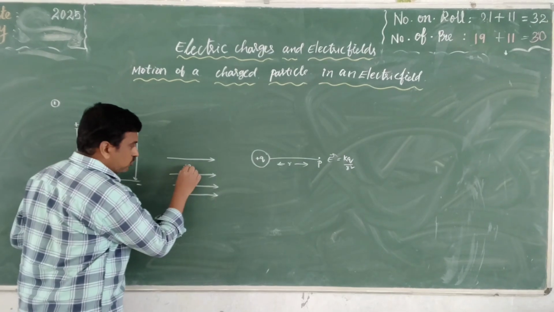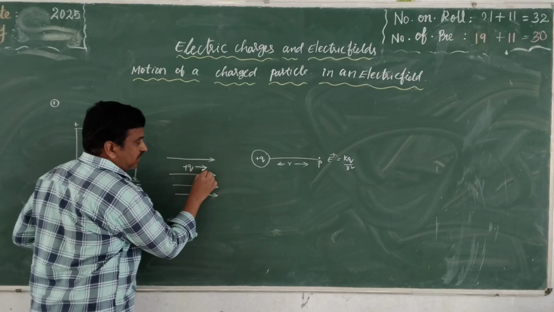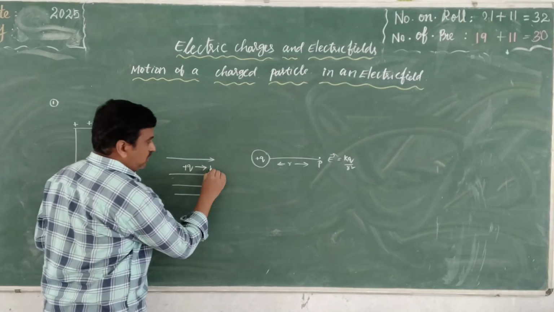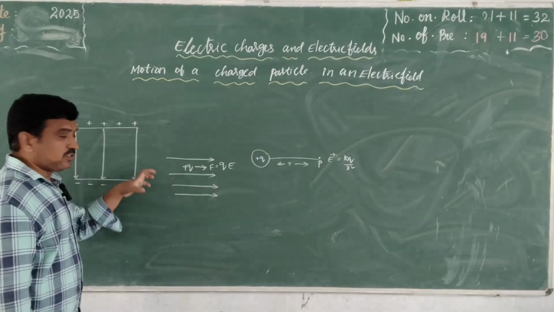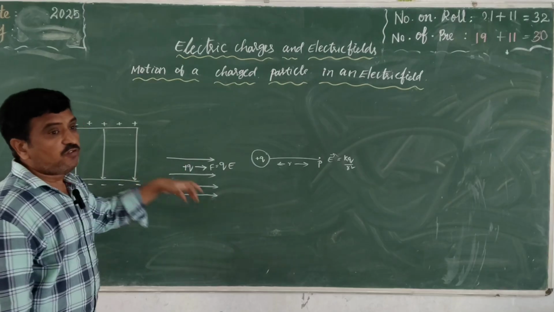It is a positive charge now. The force is in the direction of the electric field. That force is F equal to QE. This is the force exerted on the plus Q charge when it is placed in the uniform electric field.